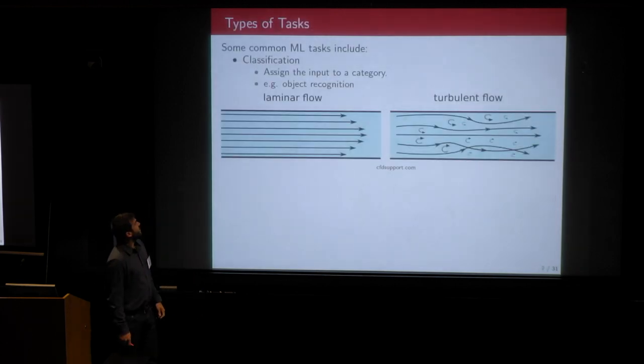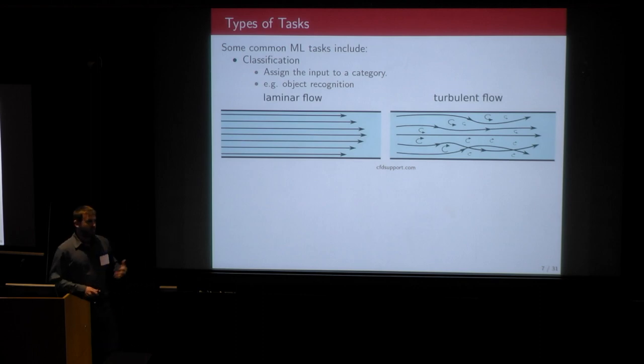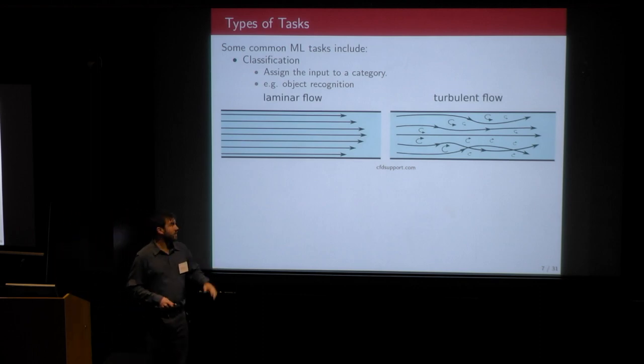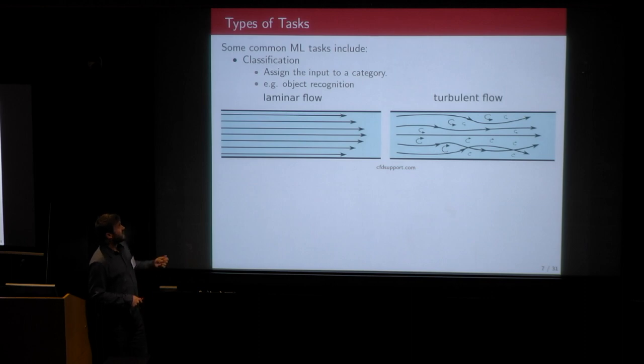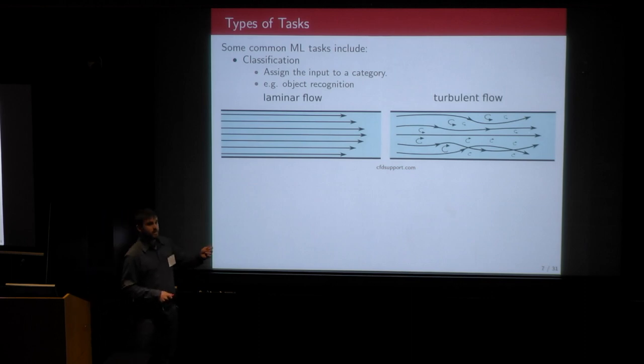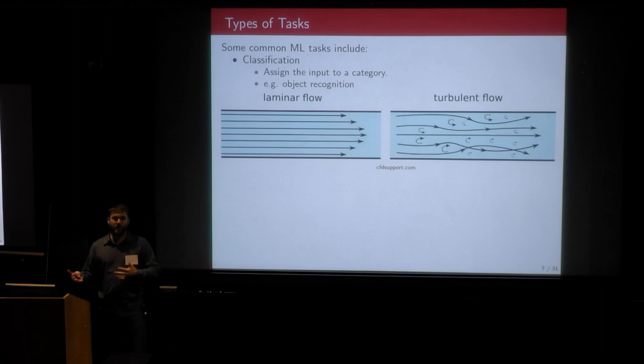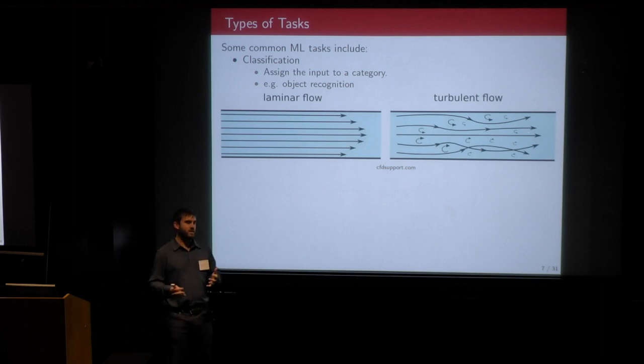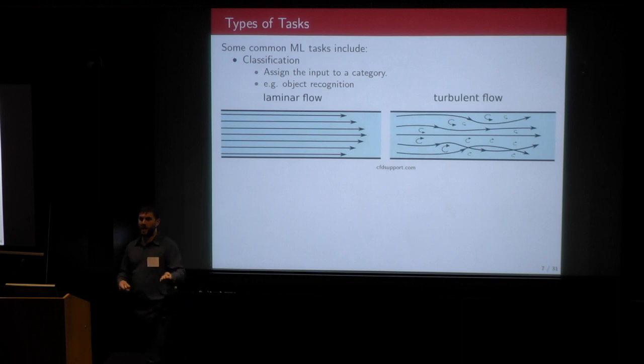Okay, so what are some common tasks that people do in machine learning, just to orient you all, in case you're not familiar with this stuff. Classification is a common task. You're going to assign an input to your algorithm to some category, cat or dog, right? You have a huge data set of images of cats and dogs, and eventually you want your algorithm to be able to recognize a cat or a dog.